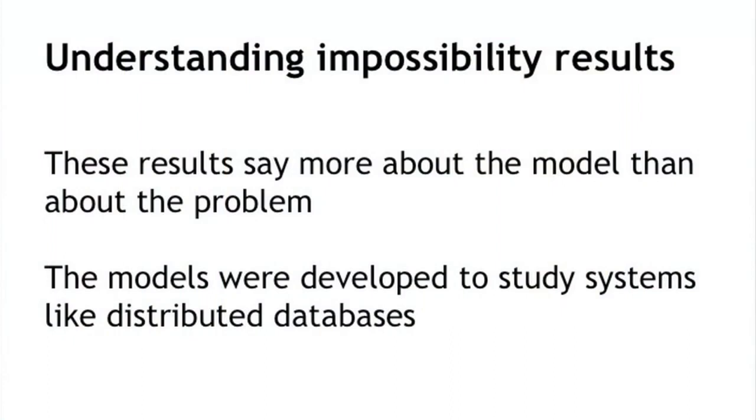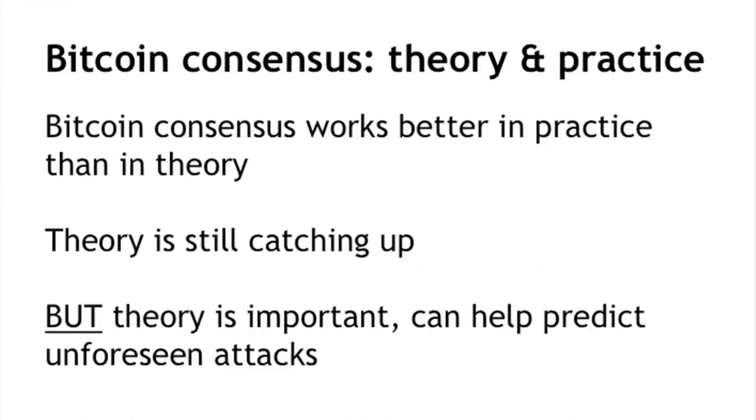But here's the interesting thing. These impossibility results were proved in a different model. They were intended to study distributed databases. And this model doesn't carry over that well to the setting that Bitcoin operates under. So what these results really tell us is more about the model than about the problem, in fact. And what Bitcoin does is that it violates a lot of the assumptions that go into these models. And because of that, consensus in Bitcoin ironically works better in practice than in theory.